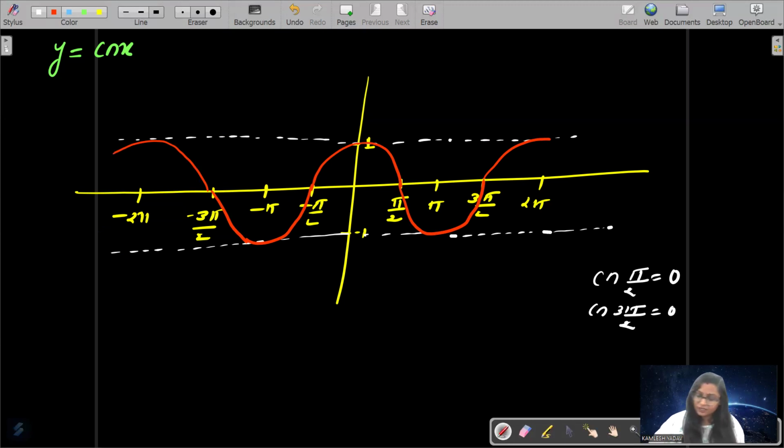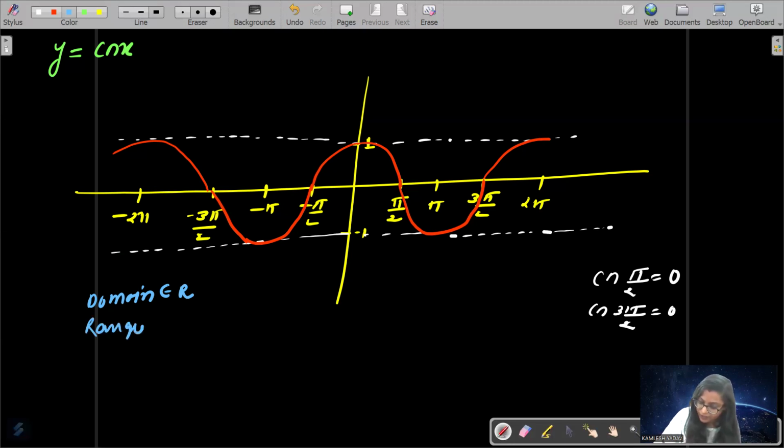According to this graph, we see the domain belongs to R. It means our curve lies between plus infinity and minus infinity. That's why the domain is R.